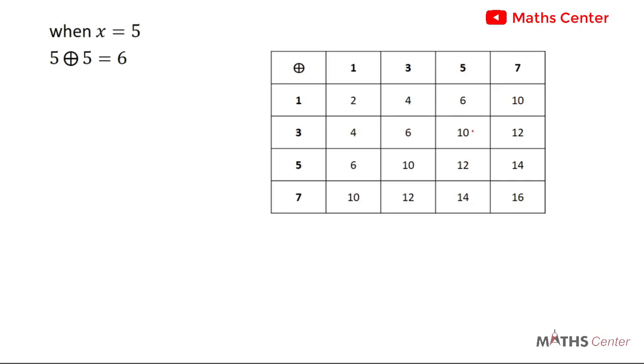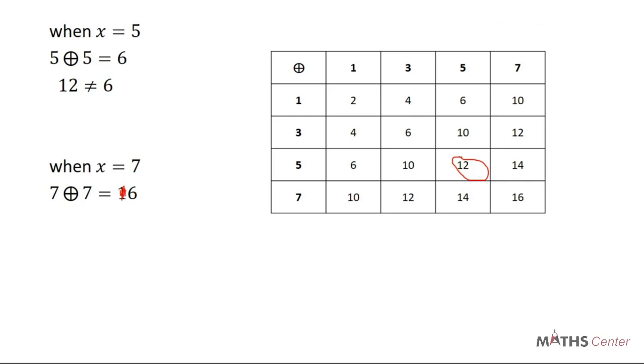From our table, 5 plus 5 is 12 as we have here. So we can say that that is also not correct, because 12 is not equal to 6. Then the last one, when x is equal to 7, we have 7 plus 7 to give us 6. We check the table. What is 7 plus 7? It will give us 14. So we can say that 14 is not equal to 6.